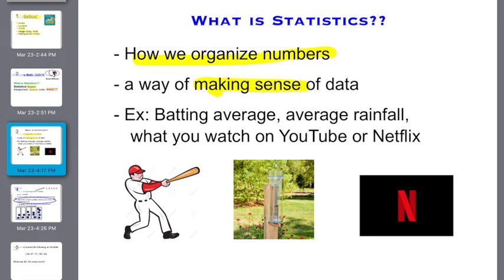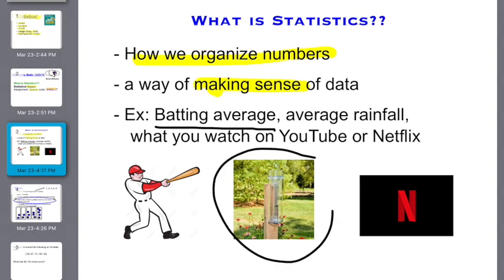And Mr. Randall always talks about making sense of your answer. Well, all of this is making sense, so Mr. Randall's pretty excited. Looking at a couple of examples: batting average. What is the possibility of you getting a base hit? Average rainfall, pretty important if we look at what's going on with our climate nowadays.